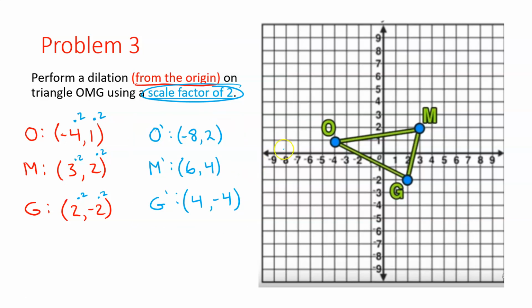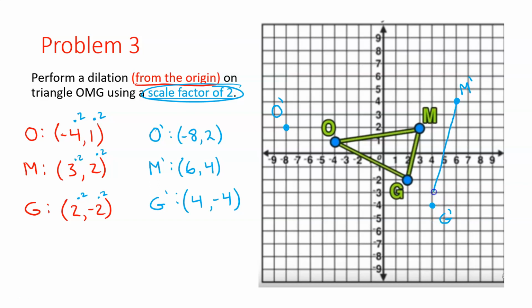So let me go -8 to the left for O prime and then 2 up. Label that before you forget. That is your O prime. What about M prime? 6 to the right and 4 up. Label that as your M prime. And then lastly, G prime, 4 to the right and -4 down. That is going to give us our new G prime.